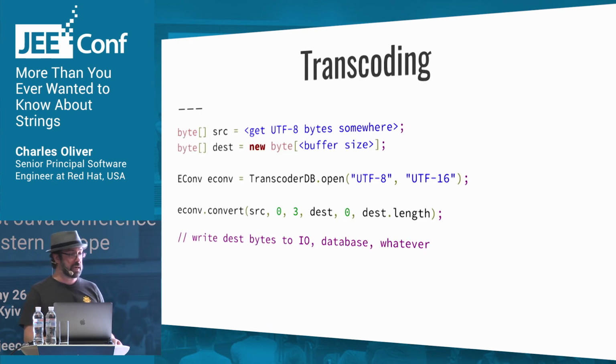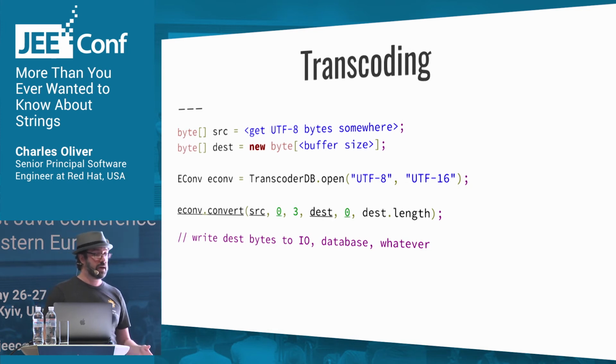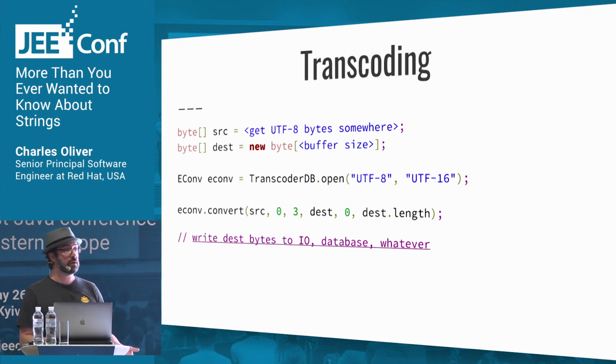All right, so here's an example of transcoding. Again, we get some UTF-8 bytes from somewhere, and in this case, we want to turn it into, say, UTF-16 bytes and write it right back out again. So we've got our source bytes, we've got our destination where we want to put the UTF-16. We open up a transcoder, and we tell it we want to convert from UTF-8 to UTF-16. We call convert, passing it our source and destination, the start offsets of each array, and how many bytes or characters we want to convert. And then we can take those and write them out to a database or to the file system or wherever, and we've never had to actually pass it through characters. Much faster than dealing with this on the Java platform.